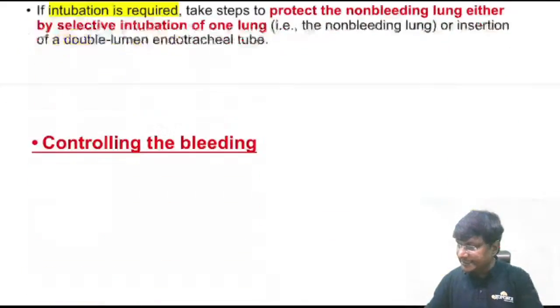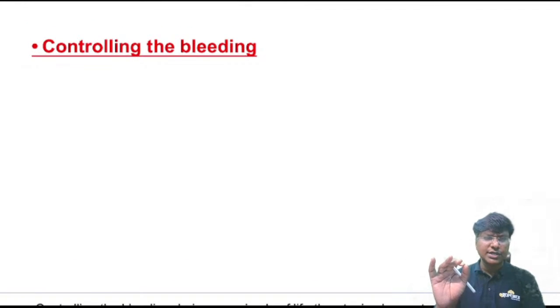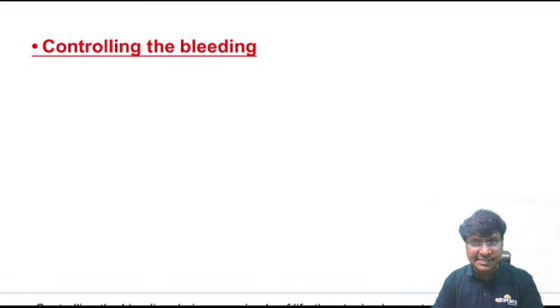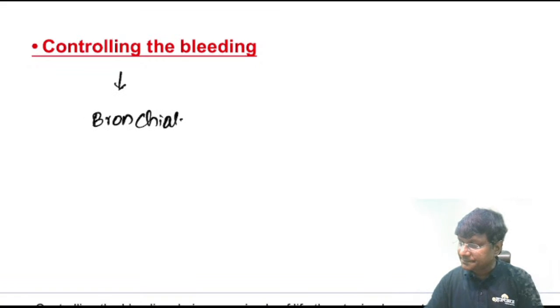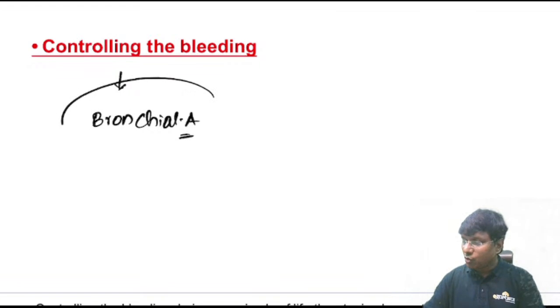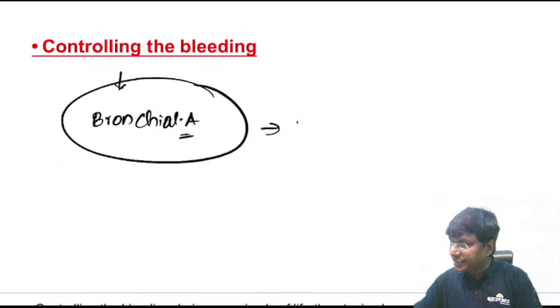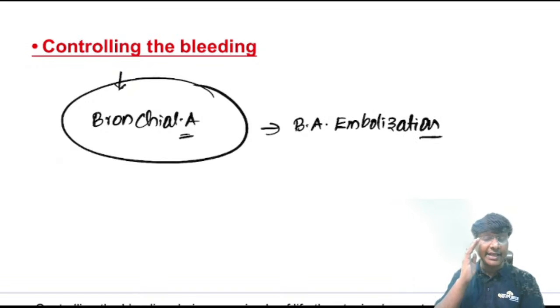Then followed by that, controlling the bleeding. The most life-threatening cases of hemoptysis arise from the bronchial artery circulation. Whenever there is bronchial artery rupture, there can be massive, life-threatening hemoptysis. So what will be the treatment of choice in case of bronchial artery rupture causing massive hemoptysis? You need to do bronchial artery embolization. That is the procedure of choice for controlling the bleeding.